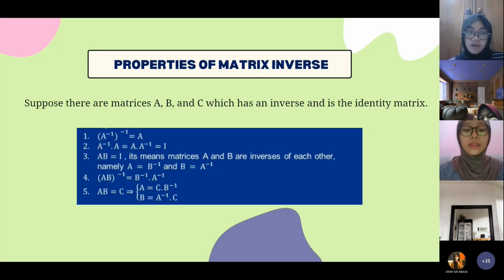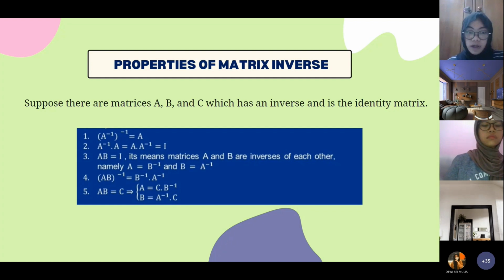Properties of matrix inverse. Suppose there are matrices A, B, and C, and I is the identity matrix. First, the inverse of the inverse of matrix A is equal to matrix A. Second, the inverse of matrix A multiplied by matrix A is equal to A multiplied by the inverse of matrix A, which is equal to the identity matrix.